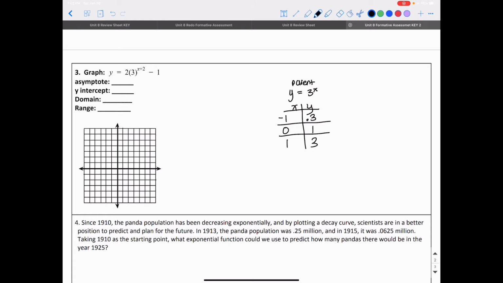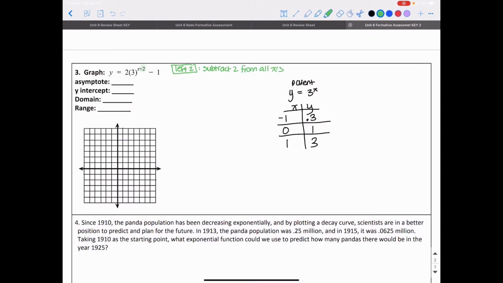To that parent function, one transformation that I see is this +2 in the exponent. That means that I'm moving left 2. I'm moving all points left 2. And when I move left, that's affecting my x values. I'm subtracting 2, in this case, from all x's.